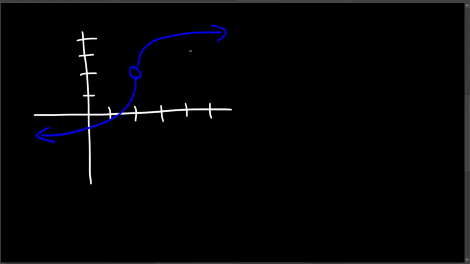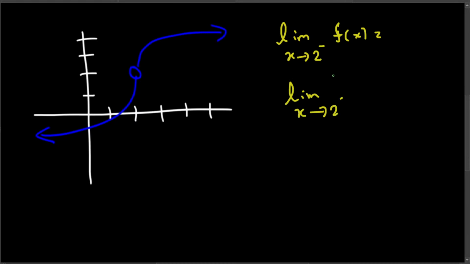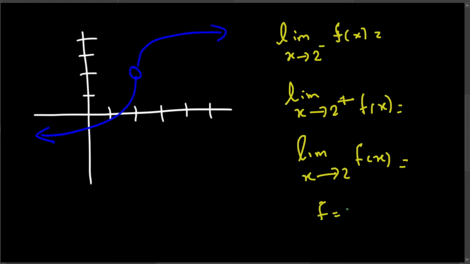Now let's look at another graph. Let's say we want to find the limit as x approaches 2 from the left side, what's the y value? And the limit as x approaches 2 from the right side, what's the y value? And the limit as x approaches 2 from both sides, what's the y value? And also f of 2. Okay, now let's go ahead and do it one by one.